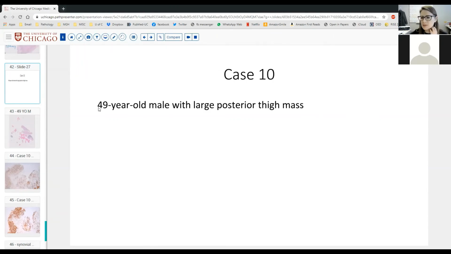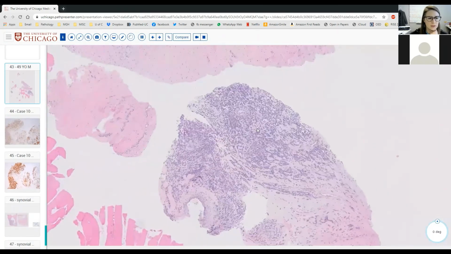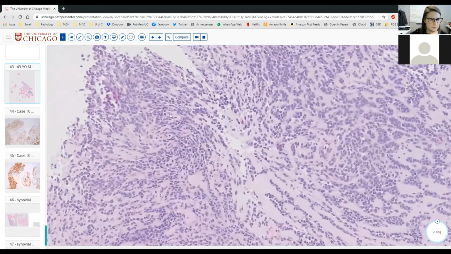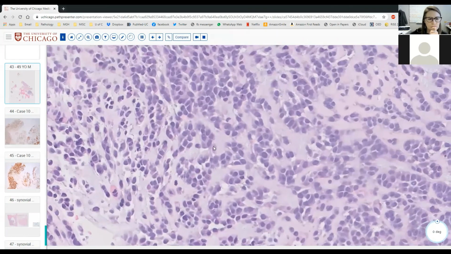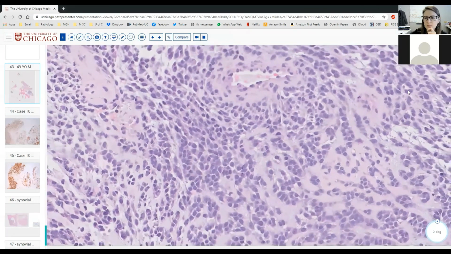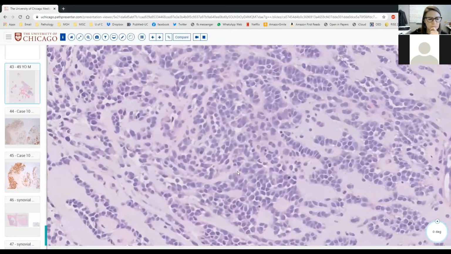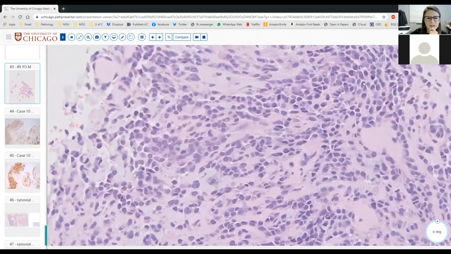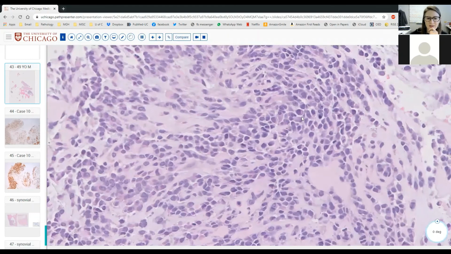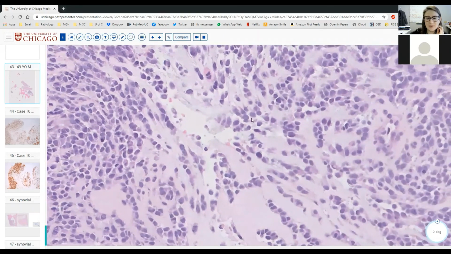49-year-old male with large posterior thigh mass. I'll just let you all take a look at it. If you were to give these cells a few descriptive words, what would they be? Like small round blue cell, kind of plasmacytoid also. Yeah, kind of plump, kind of round in areas, kind of plasmacytoid or rhabdoid, right? Like not super spindly, but kind of plump and round.